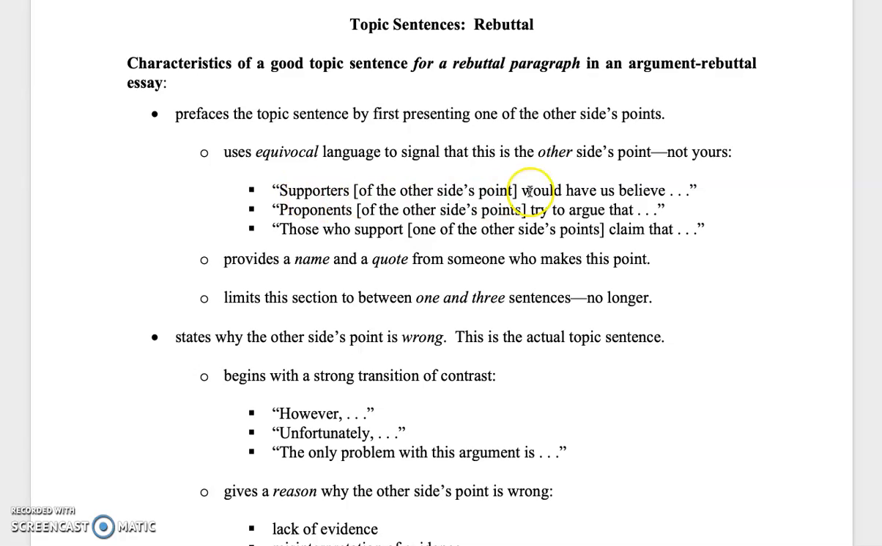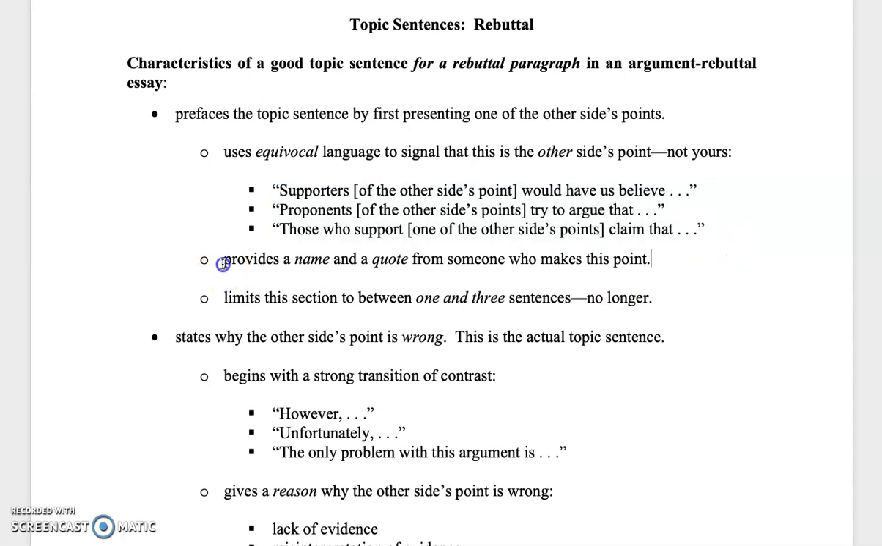So, therefore, this preface to the topic sentence will specifically hone in on one of the other side's points. And this kind of language is very good at making it clear that you're presenting the other side's point, not yours. Because if people think it's your point, they'll get confused.